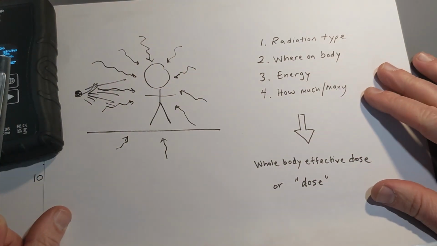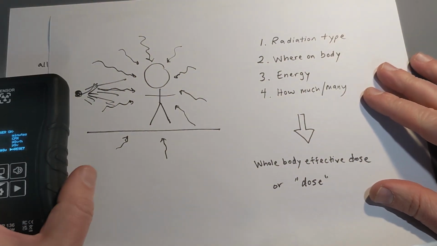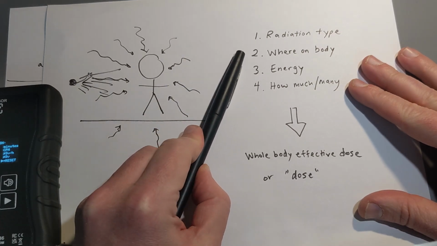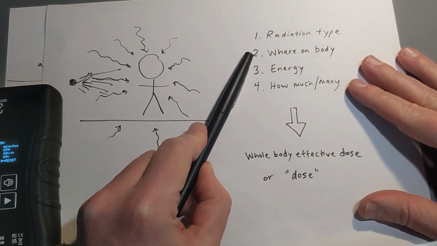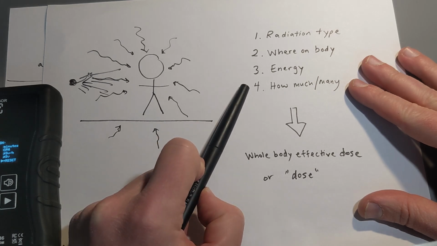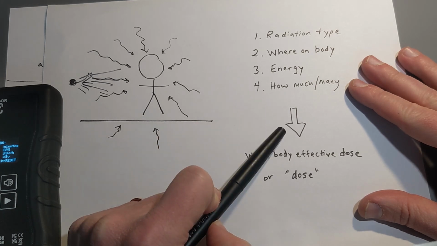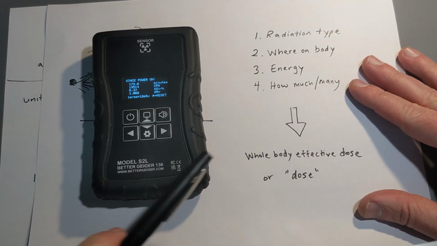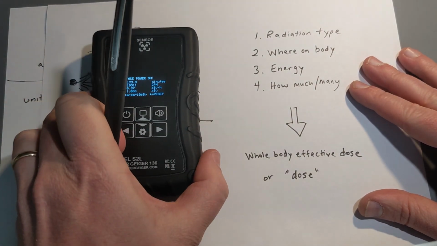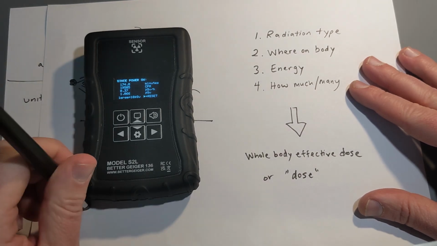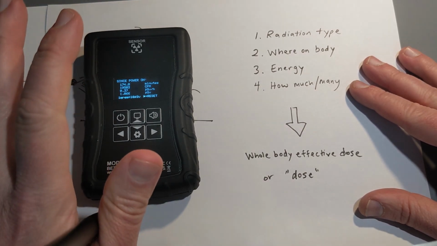I think that's mostly what I wanted to cover. We talked about radiation type, where it's reaching the body, the energy, and how much of that radiation is there. You put that together, you get a whole body effective dose. Make sure you have a detector which is designed to measure dose and is not just something cheap, very low quality. And that's my video.